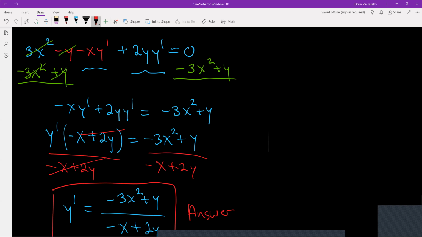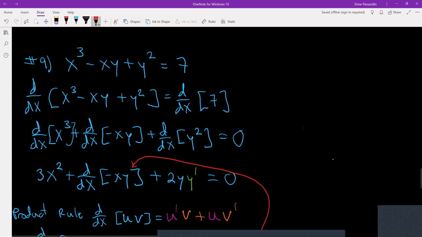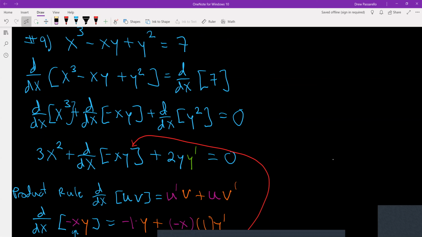All right, so to recap, this was the original problem. I differentiated both sides with respect to x, and then I applied the operator to each term. So that's why it says d dx of x cubed, d dx of negative xy, d dx of y squared. The derivative of 7 is 0 because that's a constant. For x cubed, I applied the power rule. That turns into 3x squared. For the y squared, I also applied the power rule. That would just be 2y, but since I'm taking a derivative of an expression involving the variable y, I attach the y prime with that.